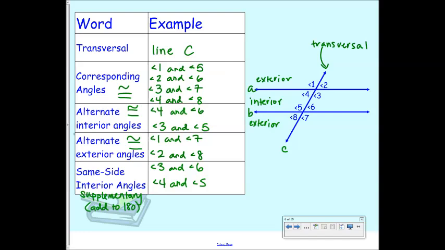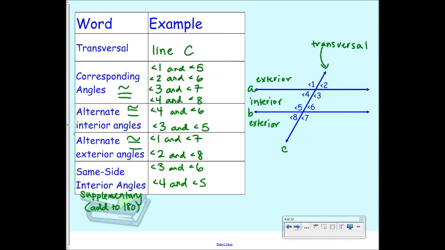Angle 1 or 2, which one is bigger? No, they're not the same. Visually, it looks like 1 is bigger. All the other bigger angles on here are going to be the same as angle 1. So if this is 120, this one's also 120, this one's also 120, and this one's also 120.